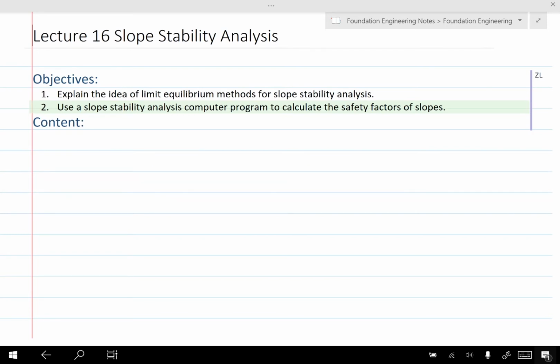We have two objectives for this lecture. First, you will need to be able to explain the idea of a method called the limit equilibrium method. Actually, there are multiple limit equilibrium methods for slope stability analysis. Second, you will be able to use a slope stability analysis computer program to calculate the safety factors of a slope. After this lecture, I will show you how to use one typical program.